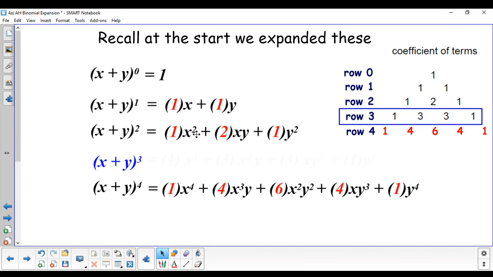And because it's 3, it should start with, look, that's x to the 1, x to the 2, x to the 4. It should be x to the 3, x to the 2, x, and y. Okay, so that's y to the 0, y to the 1, y to the 2, y to the 3.